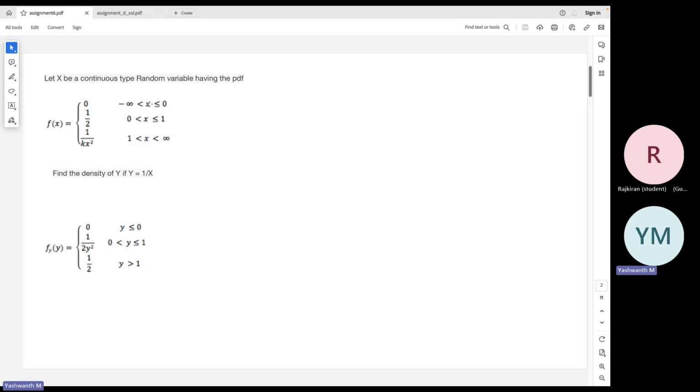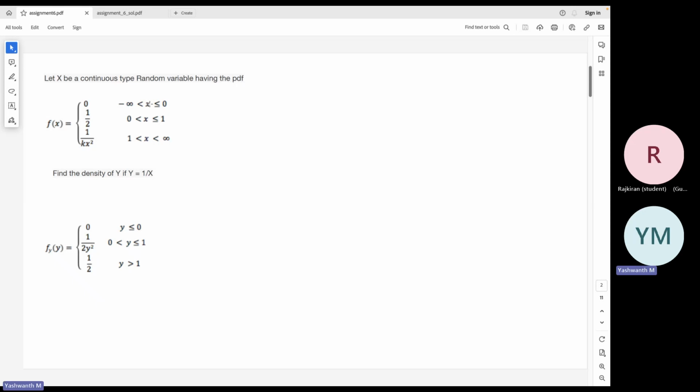So f_X is 0 if x is negative, and it is half. Remember, this is density. It is half from 0 to 1, and it is 1 over k x square when x is more than 1. Okay, so the question is, you made a transformation on x to get y, that is y is equal to 1 over x. So what is the density of y, the new random variable y?